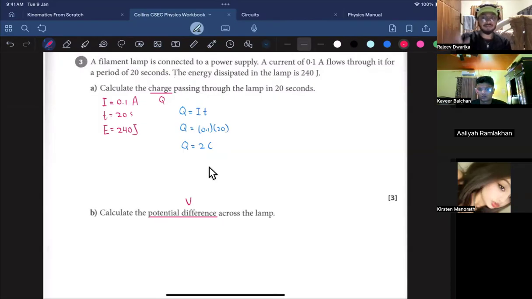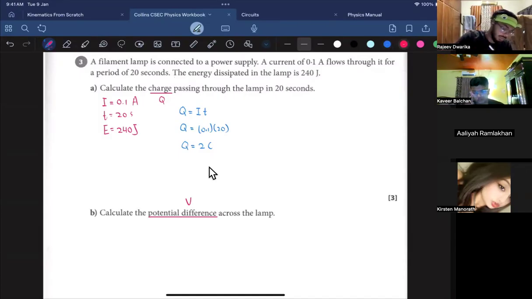So you're looking for a formula, right? Let me explain again. Most likely, you'll have to utilize what you just found in the previous question. This is a recurrent trend. What did you find in the previous question? Q. So V is equal to E over Q. That's the trend, right? Typically, what you find previously, you'd have to use in the next question.